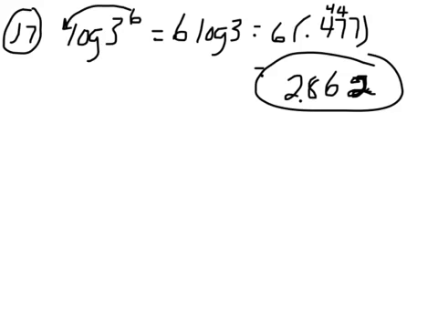I'll kind of pick a couple more that looked weird. Number 25 looked weird. Log 300, 0.0.